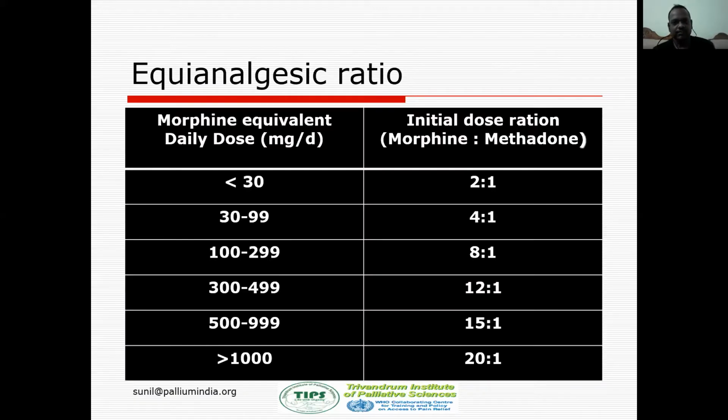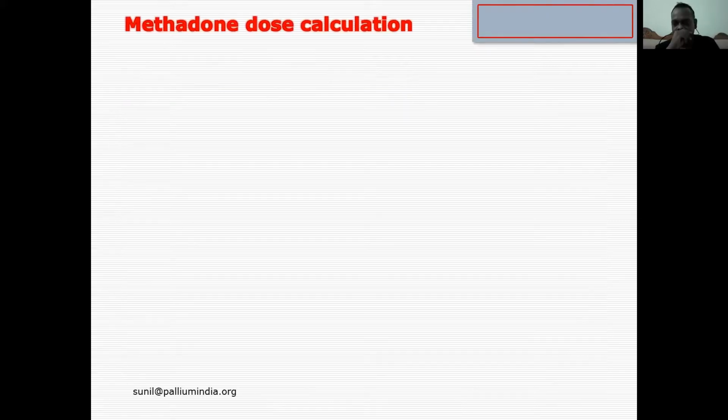So this is what I think Dr. Harimohan was telling. This was the equianalgesic ratio of methadone and morphine when we started methadone in 2018. So don't place it in your mind, because now we are using the white paper consensus method. With this patient, we were actually afraid to start methadone because of many drug interactions, and it can cause QT interval prolongation and even death of the patient.